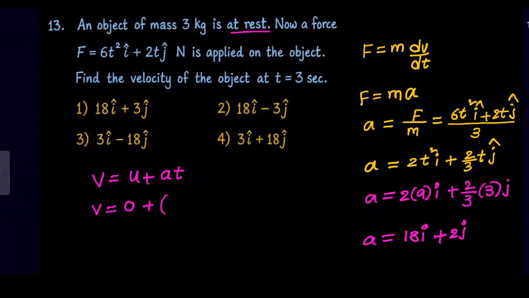So the option is not matching, I'm saying. So this is 18i plus 2j into 3, na. Into 3 also there, na. But no. Yeah, we'll multiply, we'll get something else will come, na.